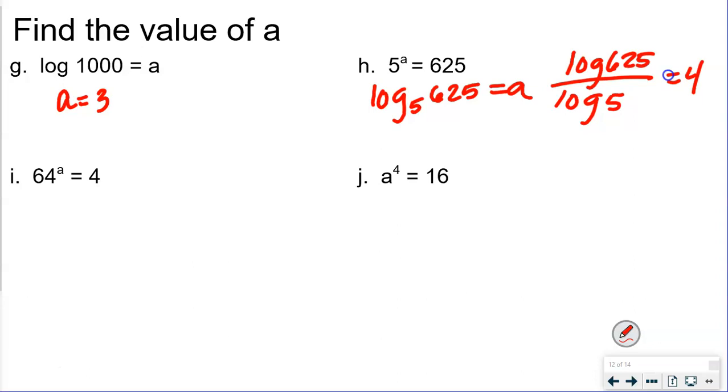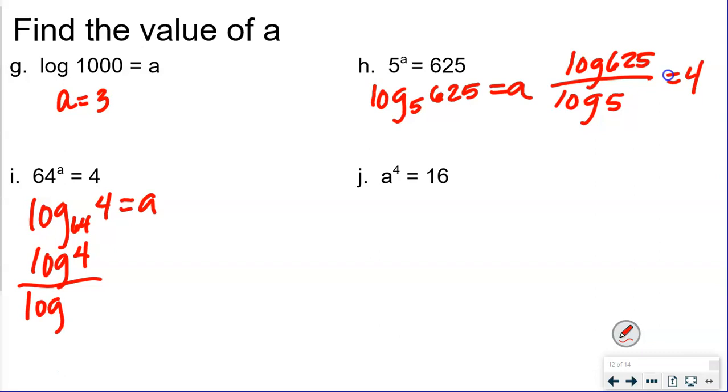And this one is 4. Okay. Then again, we're going to do the same thing for the last one. So we're going to say log base 64 of 4 is equal to a. So we're going to do the log of 4 divided by the log of 64. And this one's going to give us 1/3.